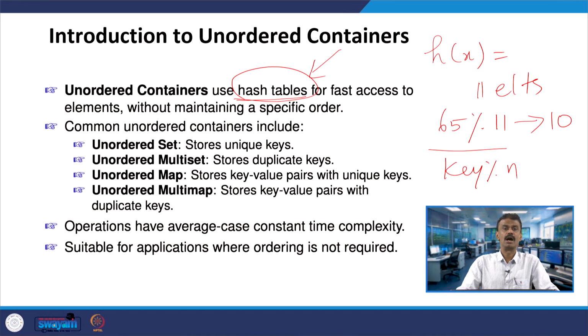The common unordered containers are the unordered set, which stores unique keys, and unordered multi-set, which stores duplicate keys. Unordered map stores key value pairs with unique keys, and unordered multi-map stores key value pairs with duplicate keys. For the dictionary operations that we can do, the average case is constant time complexity. If the number of elements is n, I can do it in order k, where k is the constant steps. This is suitable for applications where you do not require any ordering. That is called unordered.